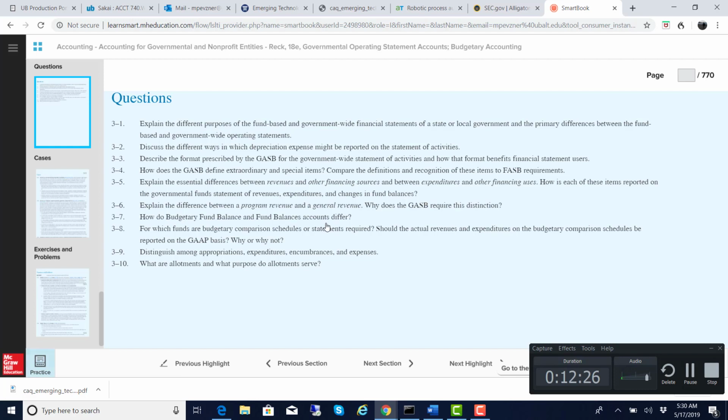Whereas, for example, when you bought an asset, let's say you went and bought a building, on the fund financial statements it would be classified as an expenditure because it represents the cost to purchase a good or service. Whereas on the government-wide financial statements, which use the accrual basis, that would represent an asset purchase. So that's the big difference here.